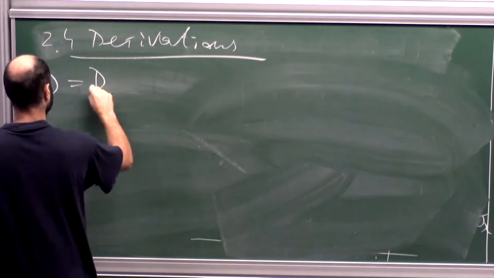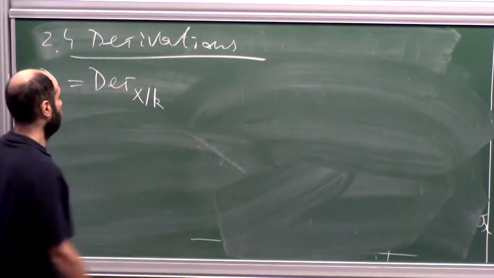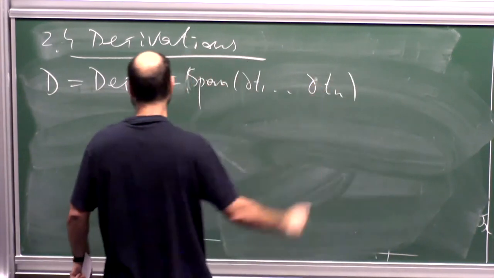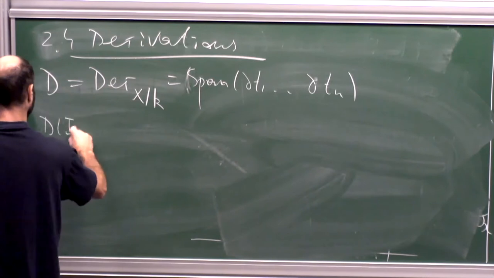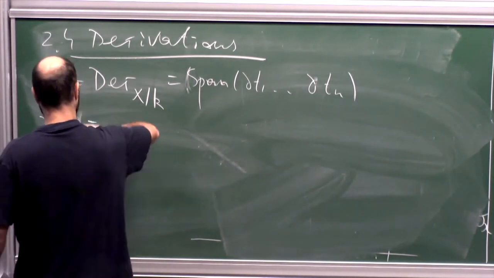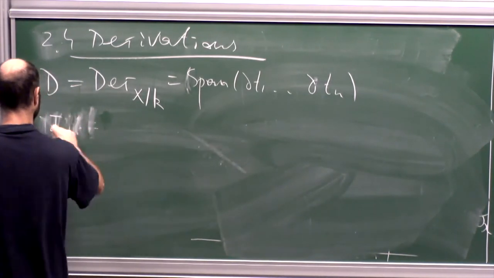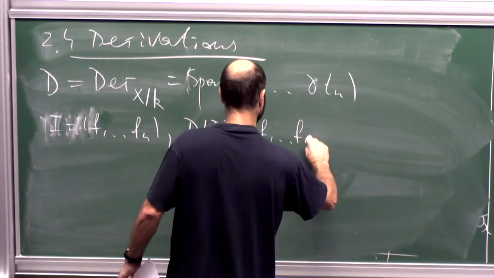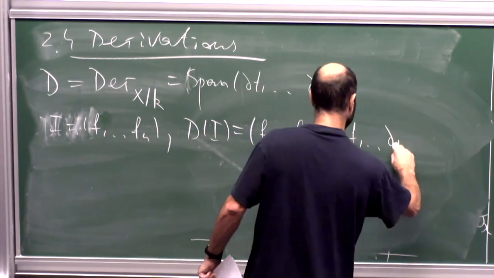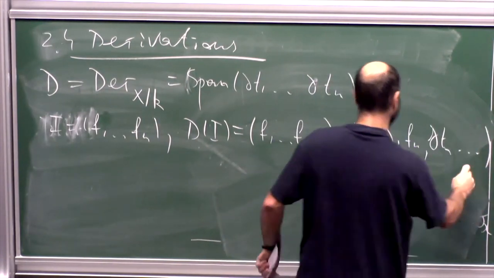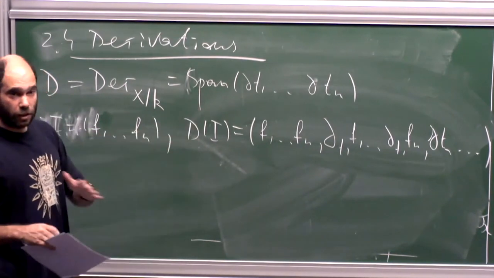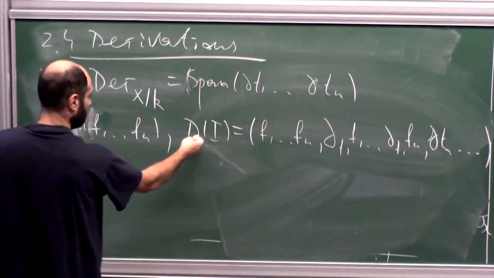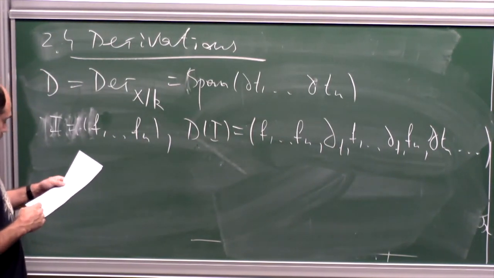So one considers D, the ideal of derivations on X over K. Locally it is generated by dt1, ..., dtn. And one defines D of I: say I is generated by F1, ..., Fm, then D of I is generated by F1, ..., Fm, dt1 of F1, ..., dt1 of Fm, dt2, and so on. So the derivation of an ideal is generated by the ideal itself and all derivations of elements inside it. And then we can iterate and define the iterated derivation of it.